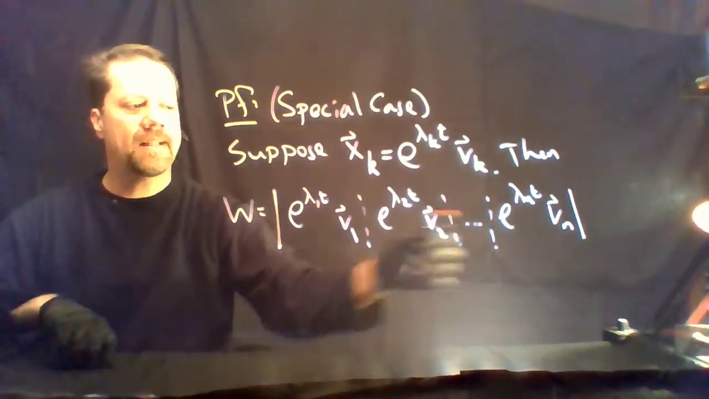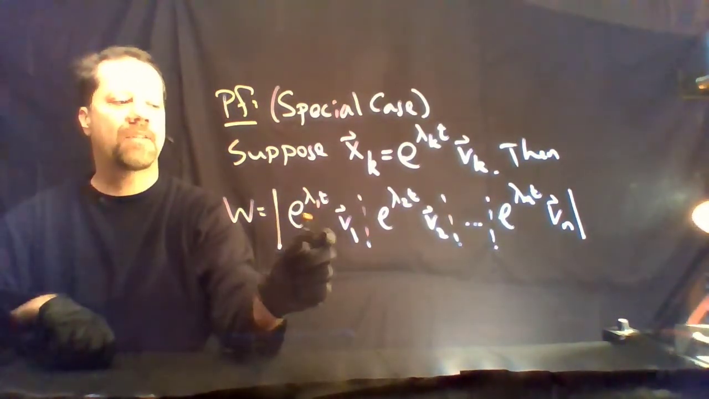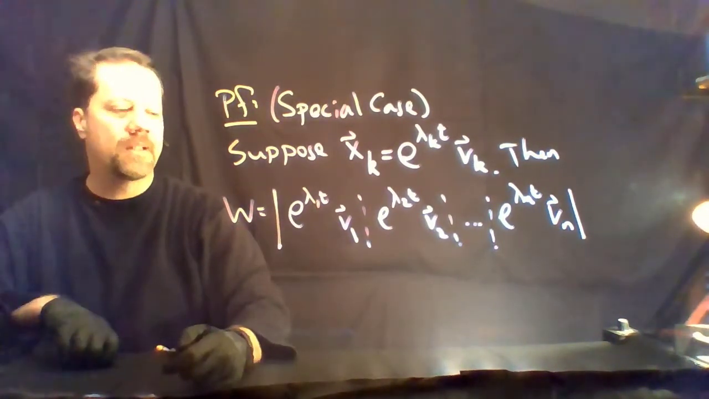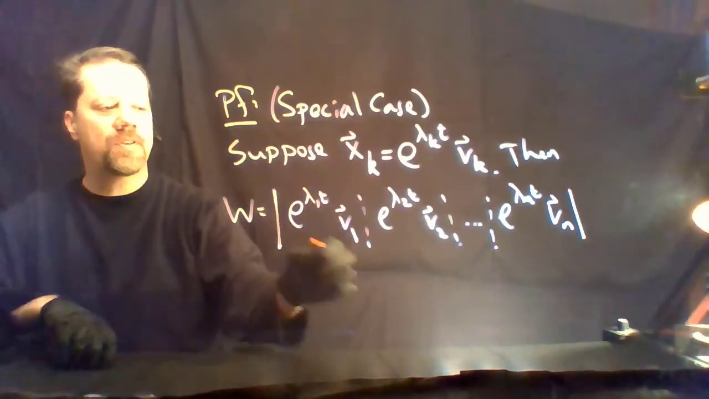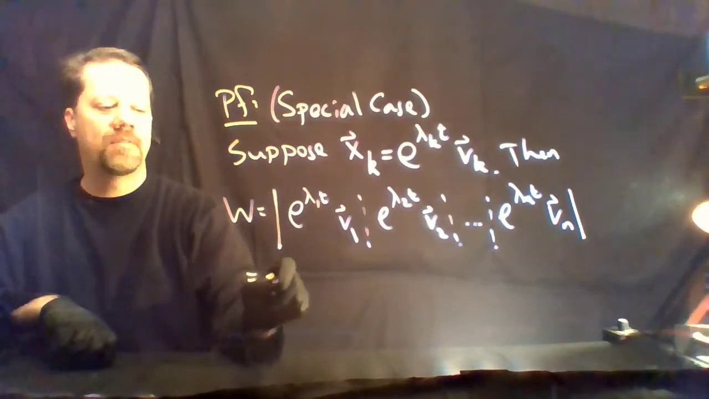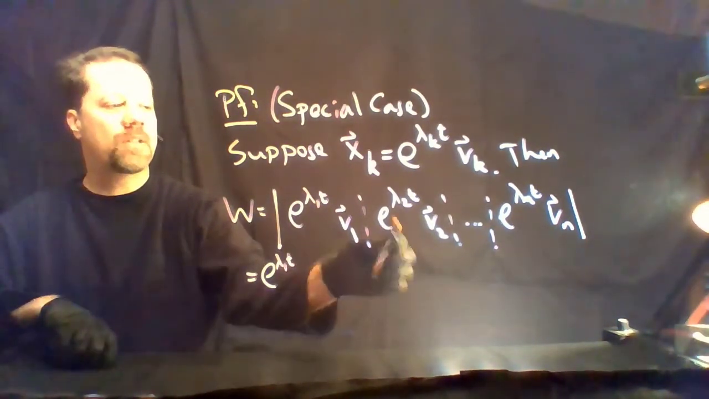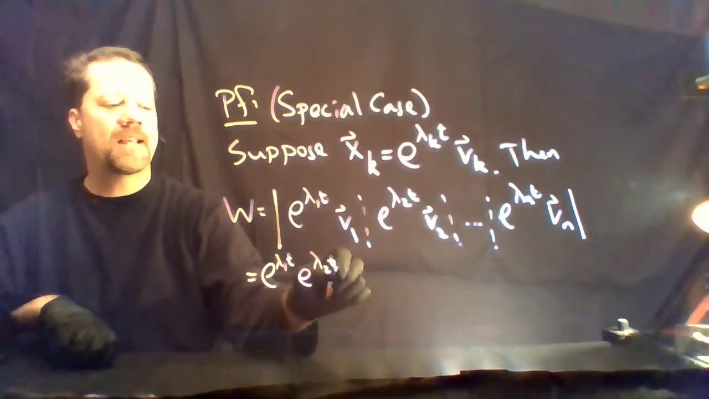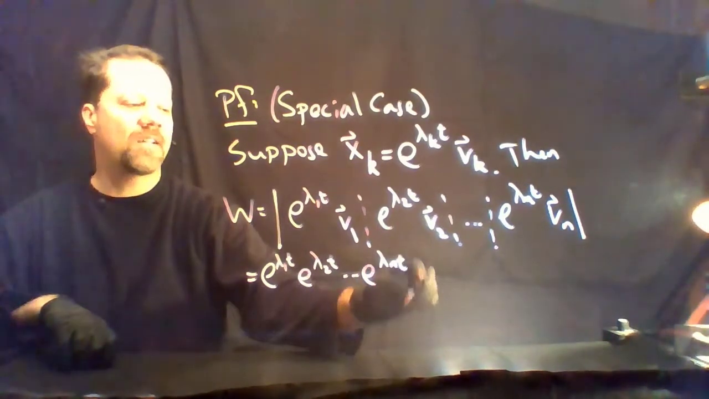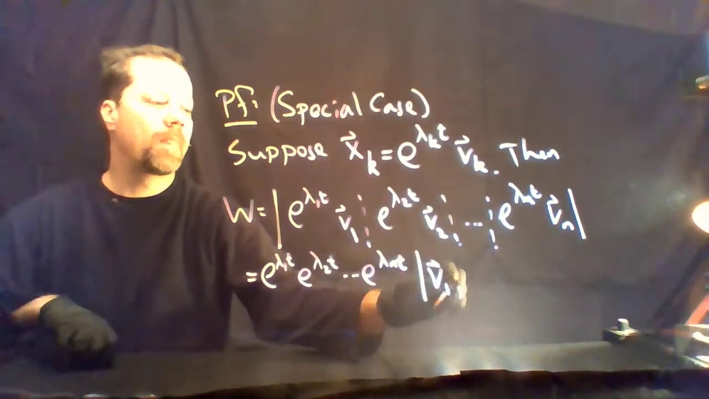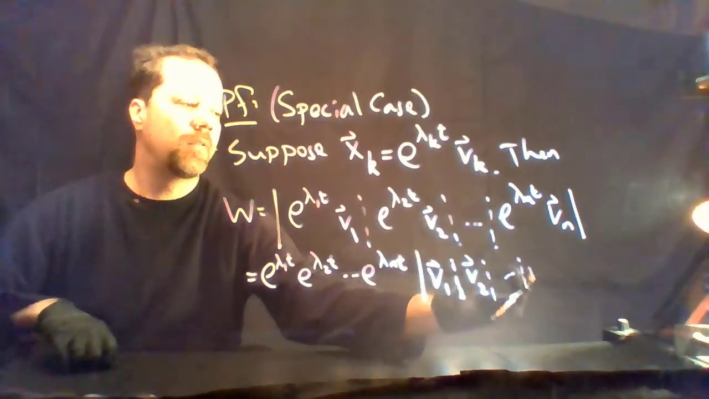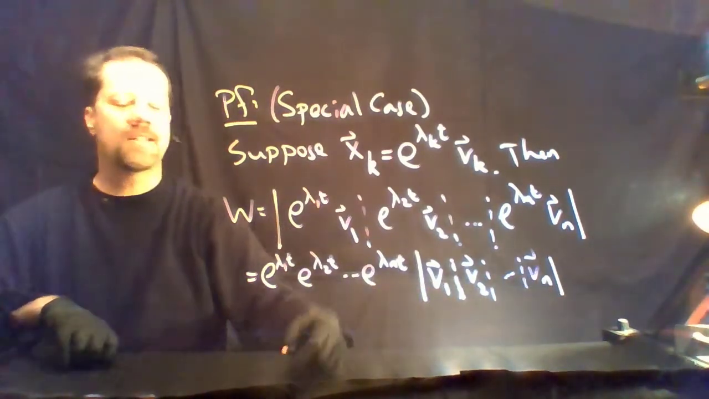When calculating a determinant, if you have a common factor down any row or column, that factor can be brought out of the determinant. Since the first column has the common factor of e to the lambda 1 t, that can be factored out. But so can e to the lambda 2 t from the second column. So e to the lambda n t from the last column, and we end up with v1, v2 through vn inside of the determinant still.